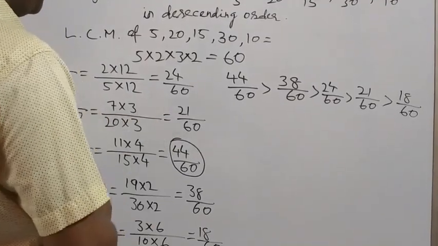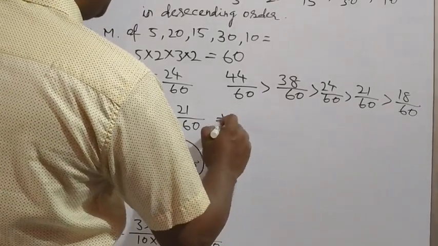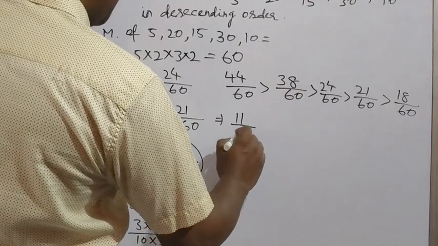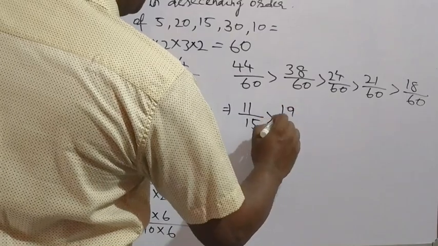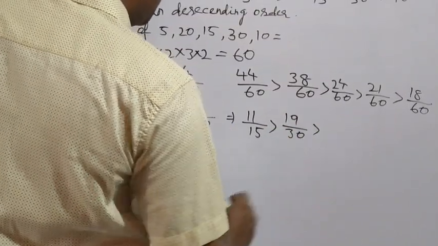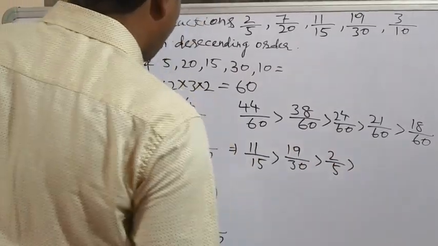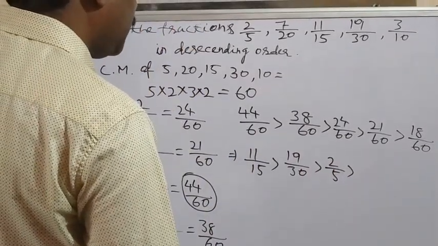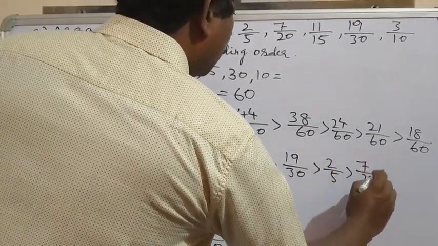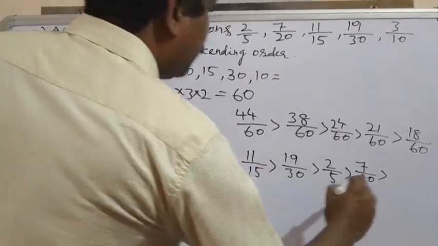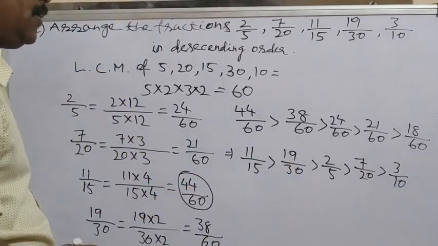So this original fraction we now have to write. 44 by 60 implies 11 by 15, greater than 38 by 60 which is 19 by 30, greater than 24 by 60 which is 2 by 5, greater than, the next one is 21 by 60 which is 7 by 20, greater than 18 by 60 which is 3 by 10. So understood? This is the descending order.